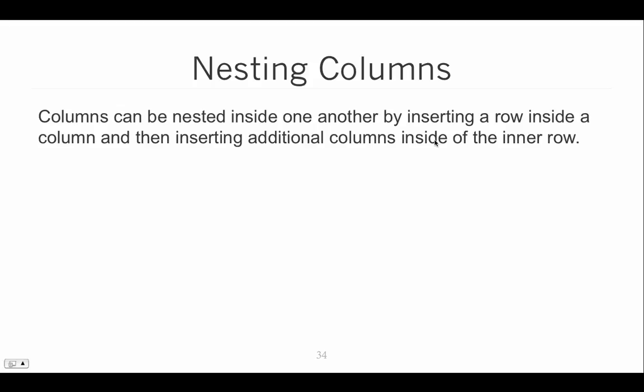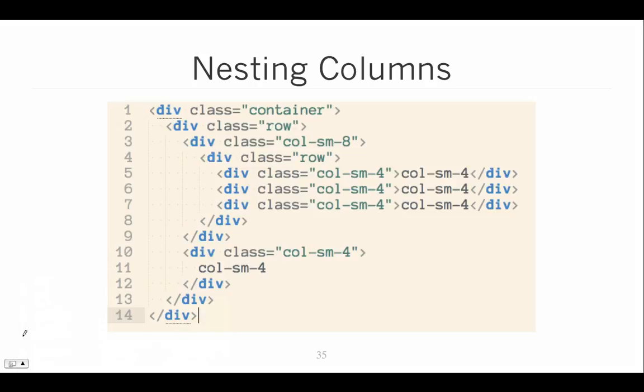So columns can also be nested inside one another by inserting a row inside of a column and then inserting additional columns inside of that inner row. So here's a quick example of that. Here we have a class of container, and inside of that we have a class of row that starts and ends here. And then inside of that we have a div with a class of column-sm-8. So this one is spanning 8, or 2/3 of the screen.